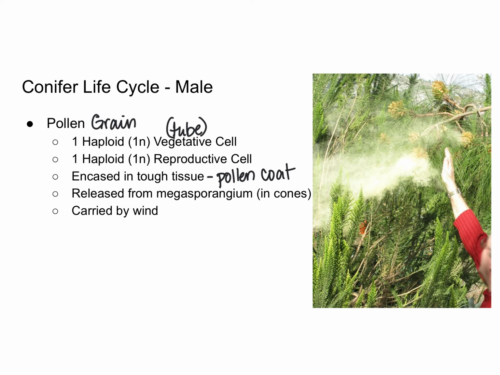Now, that pollen gets released from the megasporangium, which is located inside those cones. So you can see the cones in the picture here. These are those pollen cones. And you can see this person, they're just kind of moving the plant with their hand. And then all of this kind of cloudy stuff coming off of it is the pollen. And this pollen is carried by the wind in order to go fertilize the female cones that are on other plants.